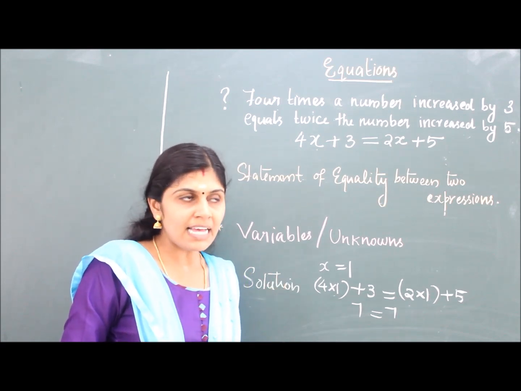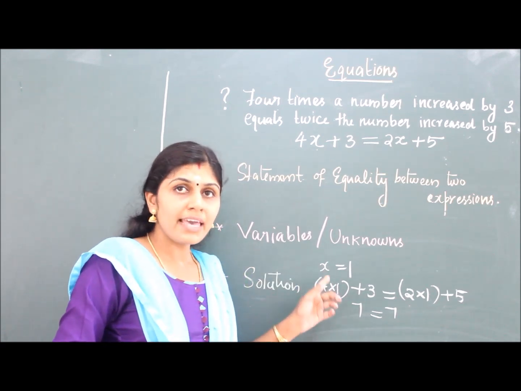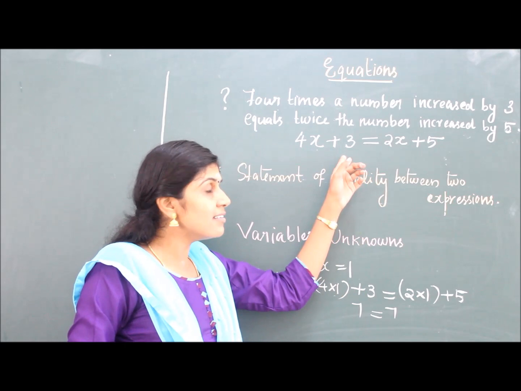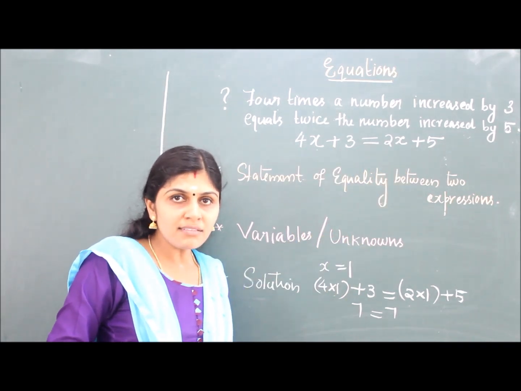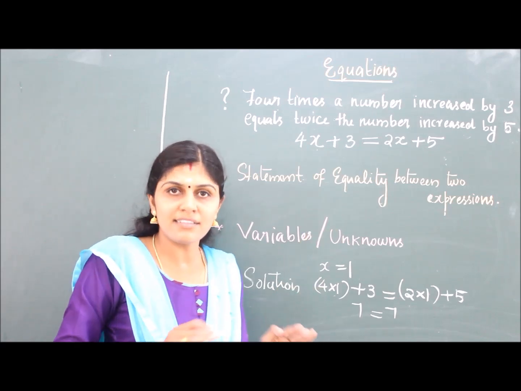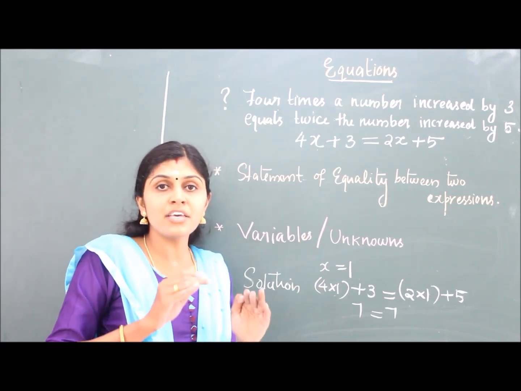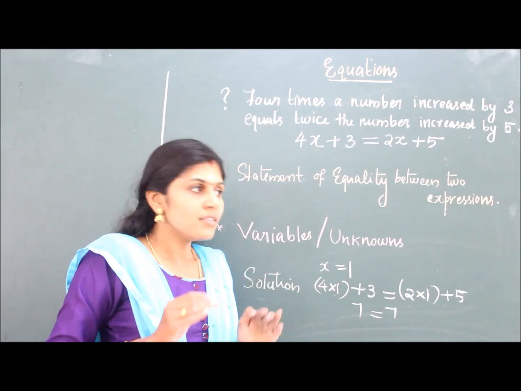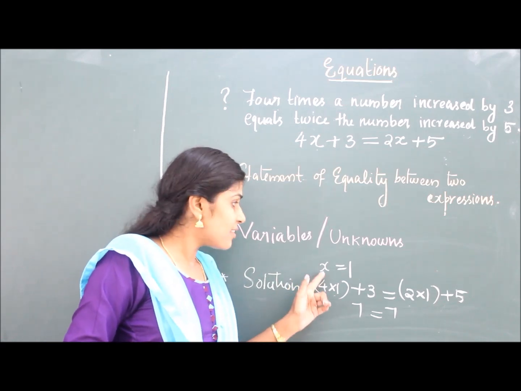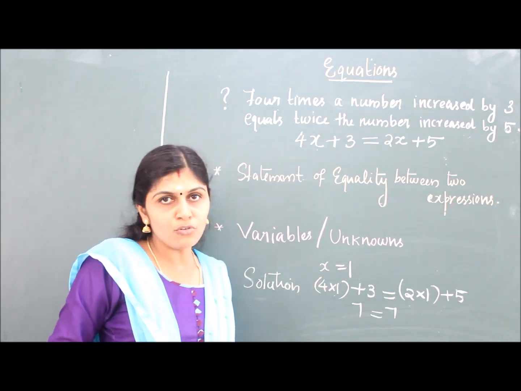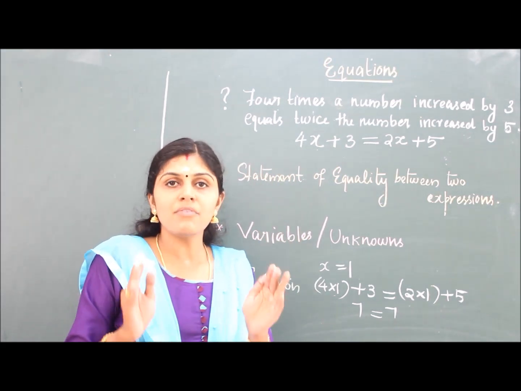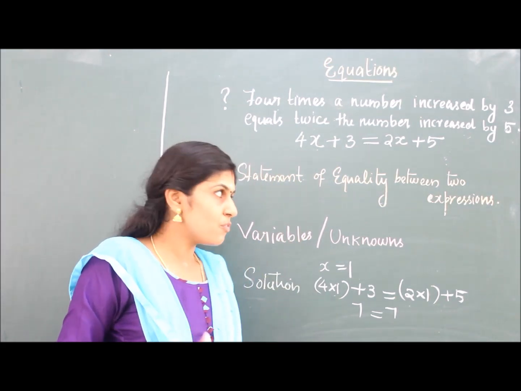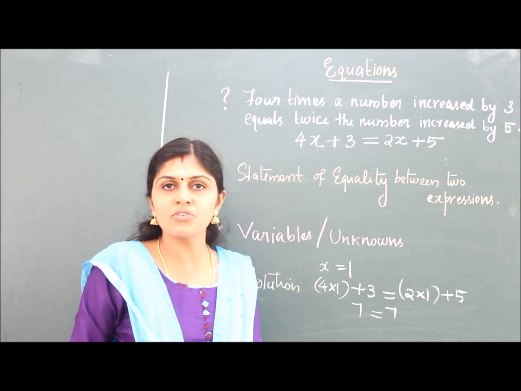7. Which means that if I substitute x equal to 1 in this equation, both sides become equal, which means that the equation is satisfied, or in other words, the equation comes true. So we can say that x equal to 1 is a solution of this equation. So the solution is nothing but the value of the unknown for which the given equation holds true.